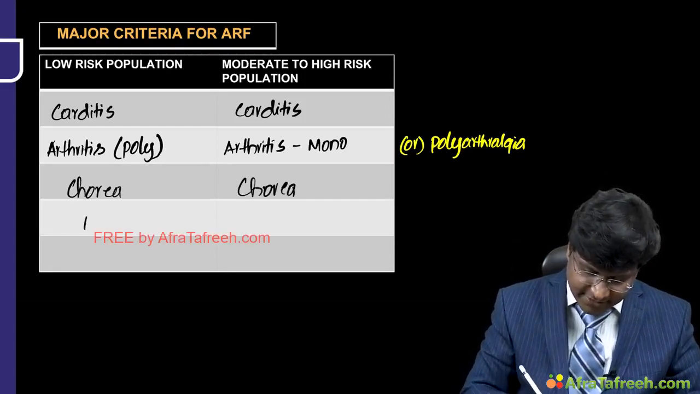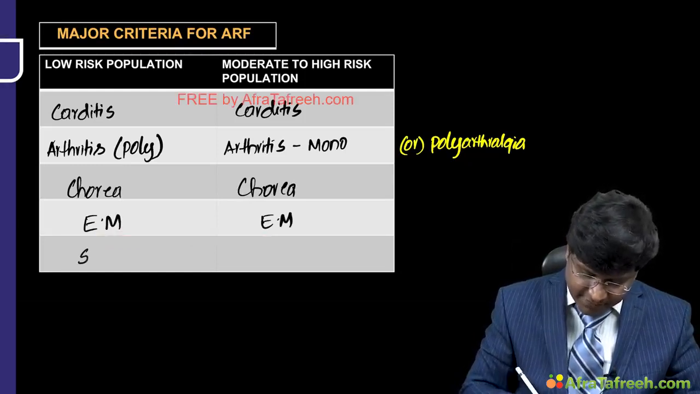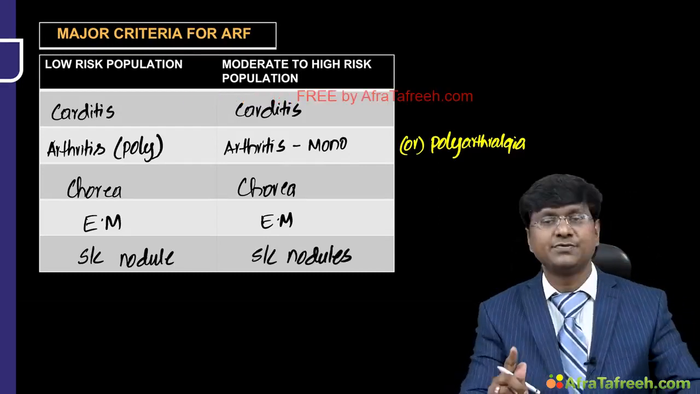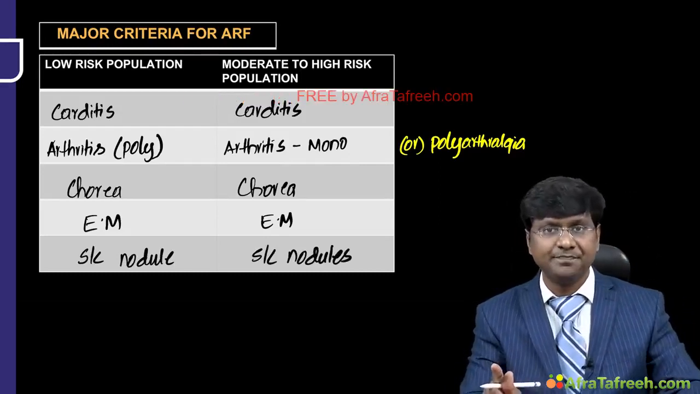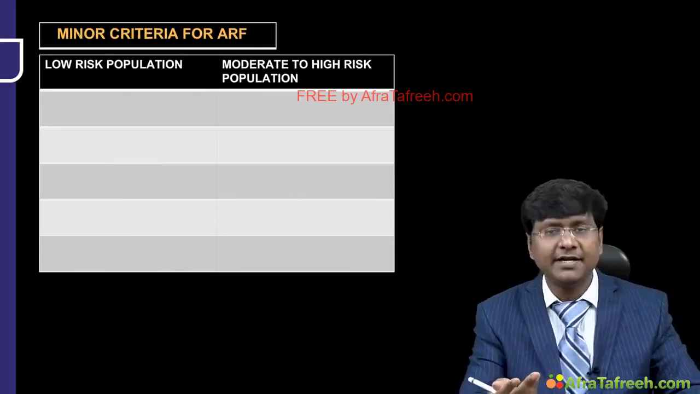Presence of erythema marginatum will be the same for both. Presence of subcutaneous nodules also will be the same for both. But the only difference comes where? That is for the arthritis point. Okay. Next, now you take the minor criteria.